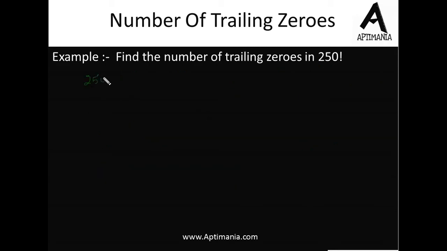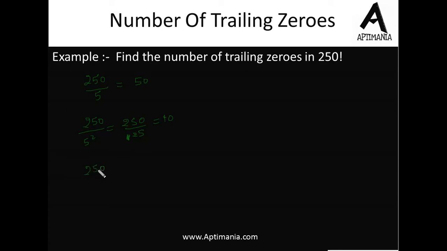250 factorial. Again we will check for the factors that are multiples of 5 only. We need not worry about the number of 2s, as that would be quite more than the number of 5s. So 250 divided by 5 will give us 50. So there are 50 numbers which are having a single 5 in them. Then we will divide this 250 by 5 square, that is 25. So this will give us 10. There are 10 such numbers having 2 5s in them.